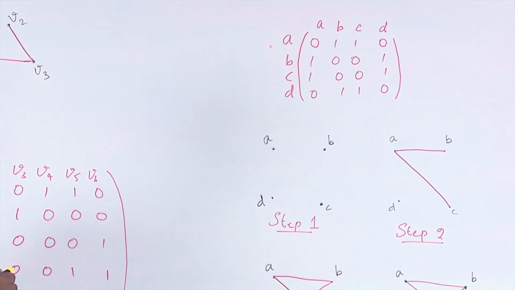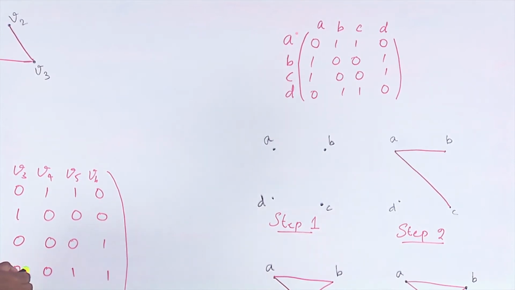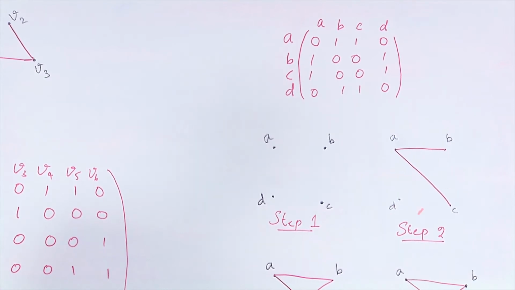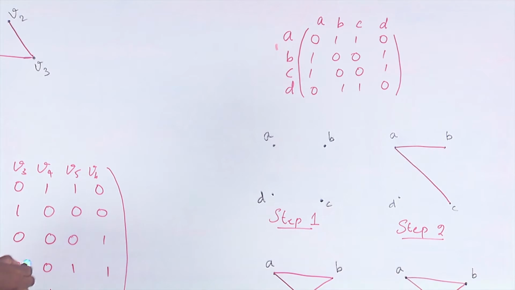And similarly, in the first row, you can see the entry is 1 here, that is A and C are adjacent to each other. So, I am going to make A and C adjacent to each other. So, this is step 2. In step 2 I finished with A, that is the first row.